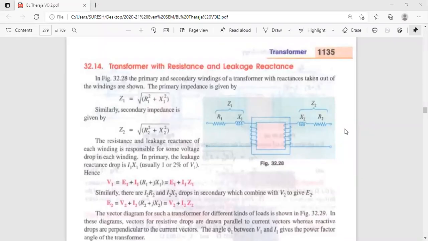Iron loss, and yesterday we had discussed iron loss and copper loss. Yesterday we have discussed no load test is conducted for determining.